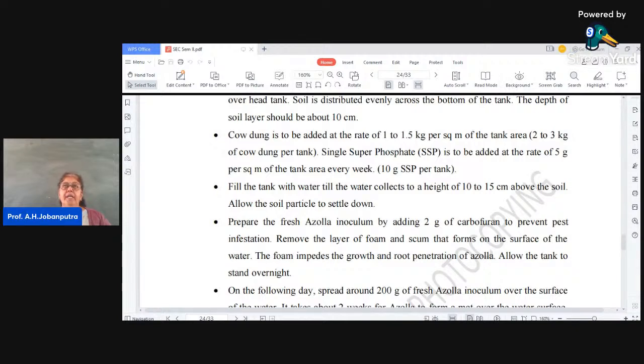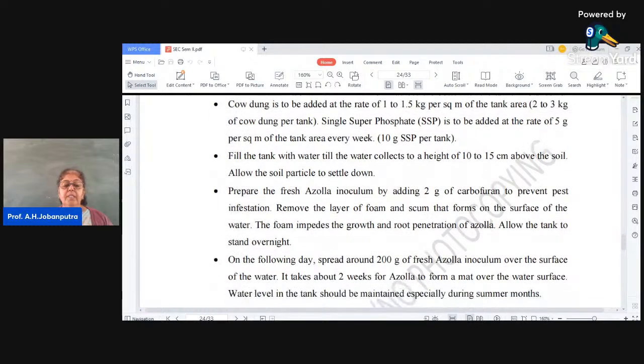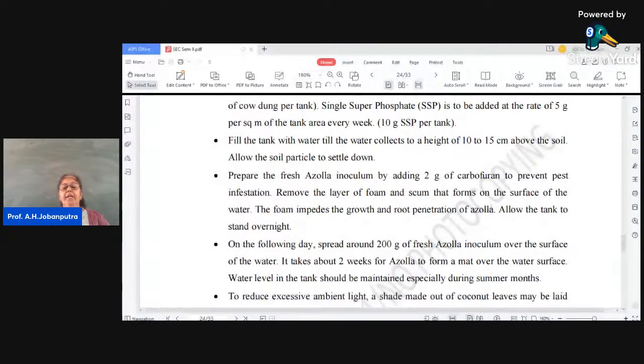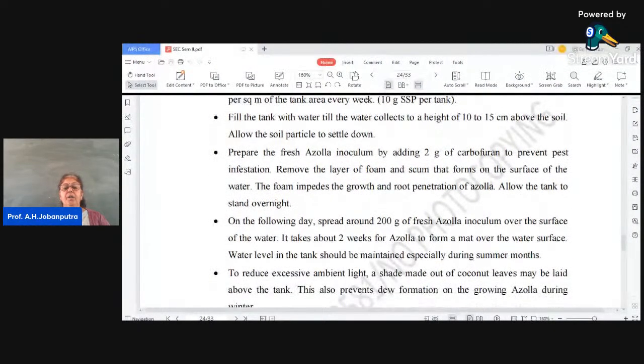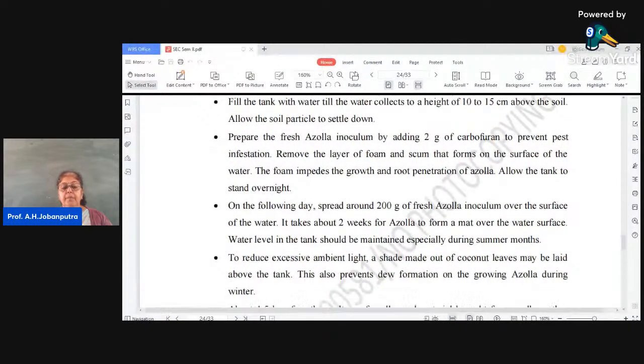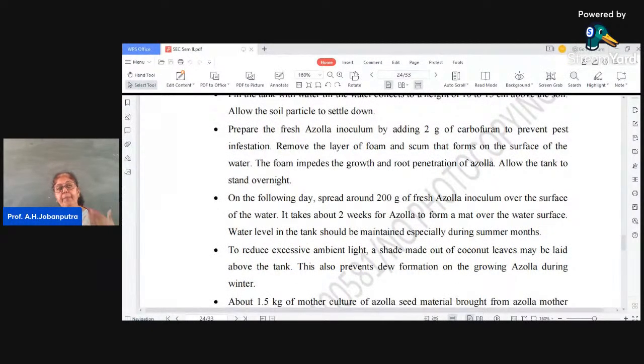So allow the tank to be settled down overnight, and then on the next day you can spread 200 grams of the Azolla inoculum on the surface. So nearly 2 weeks are required to form a mat of Azolla, and you can use this. You have to maintain the water level up to 10 centimeters properly, because if water evaporates, the water will go down, and that is why to maintain the water level, you have to check it properly.